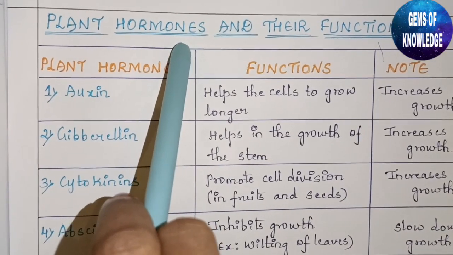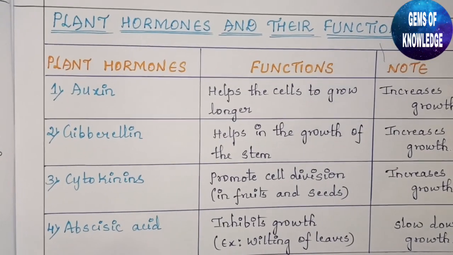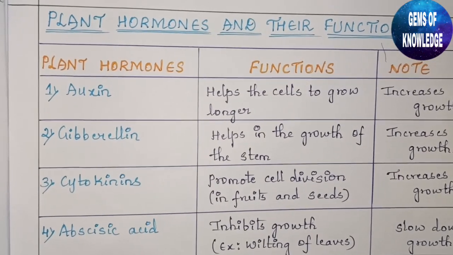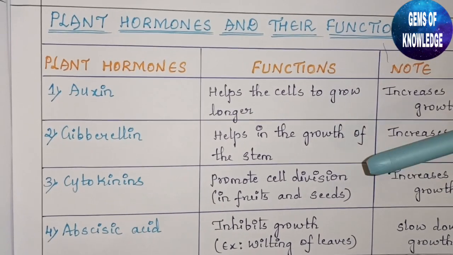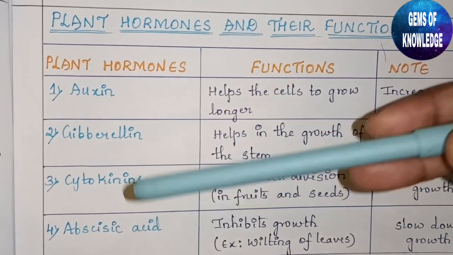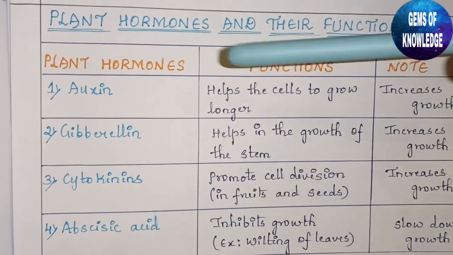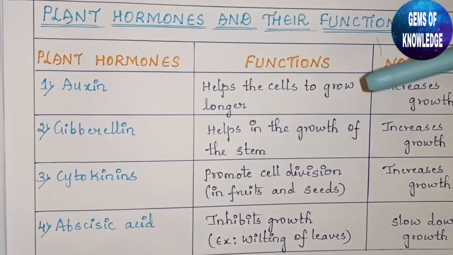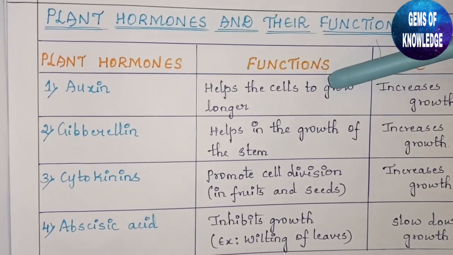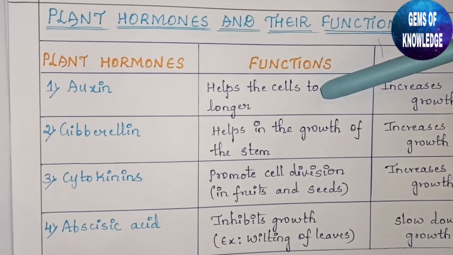Hormones are chemical substances which help in bringing about chemical reactions in the body. These are the four types of hormones which regulate some of the functions in the plant body. The first one is auxin, which is very important. It helps the cells to grow longer, so it helps in the growth of the plant.